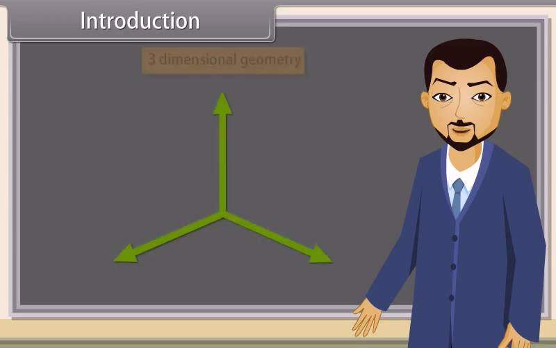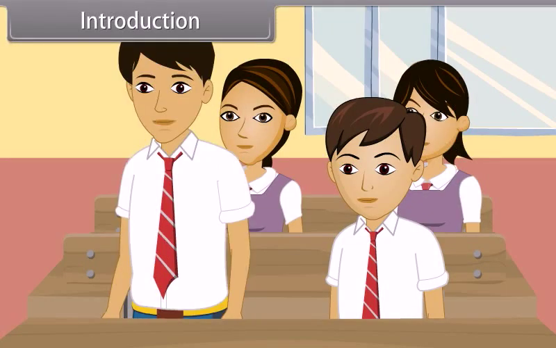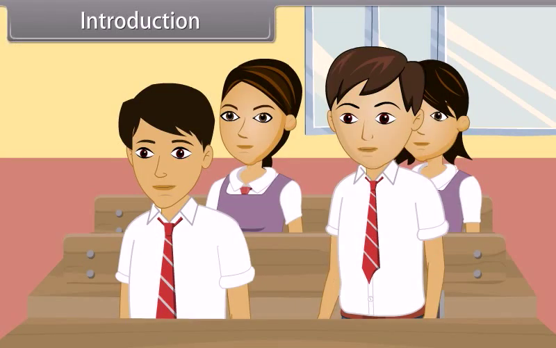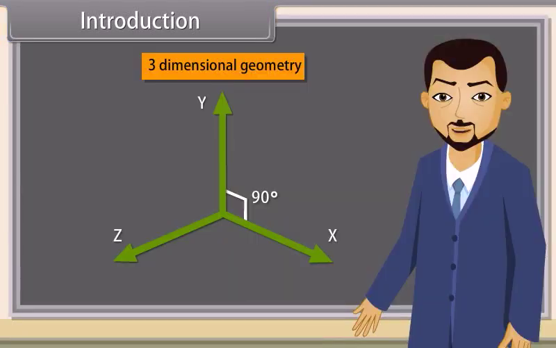Do you know what three dimensions are? Teacher, in three dimensions we consider x, y and z axis. Very good. What is the angle in between these three axes? Teacher, the angle in between the axes is 90 degrees. Well said. So let's move further. In this lesson, you will learn three-dimensional geometry.